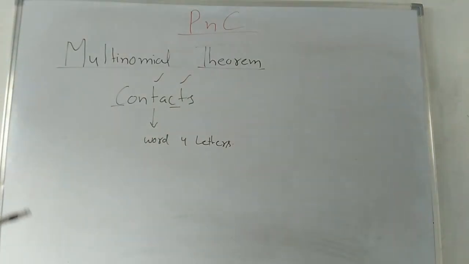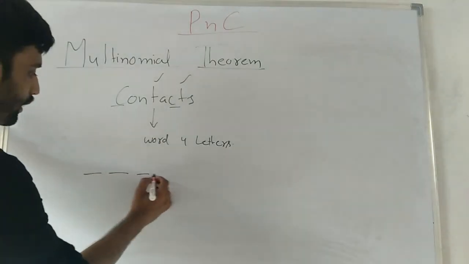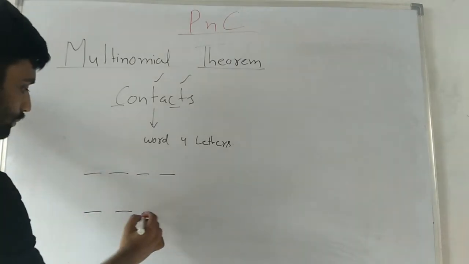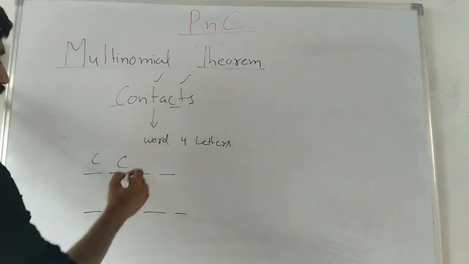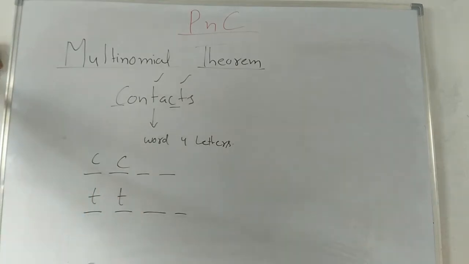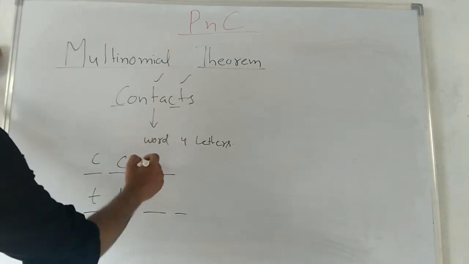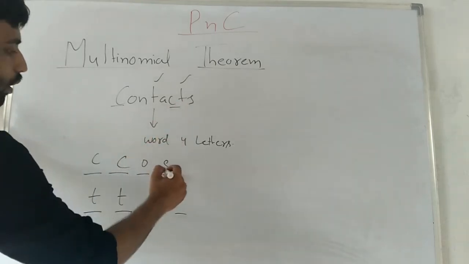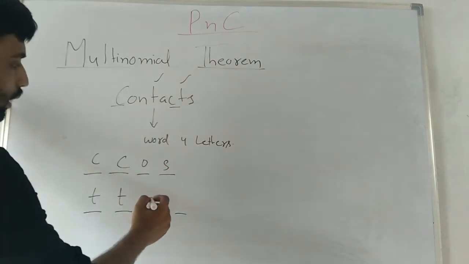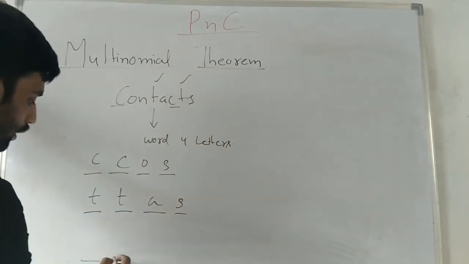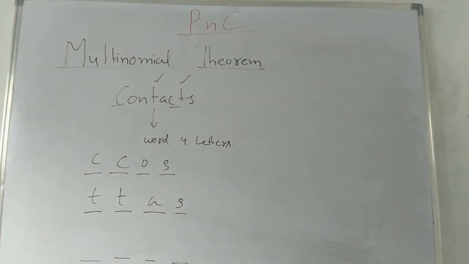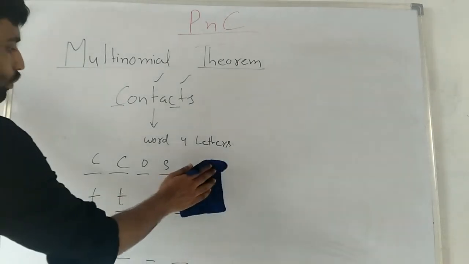We can make 4 letter words by fixing letters. We can take 2 C's or 2 T's, and the other 2 letters can be any letters from O, S and A, S, and if we make cases, the number of cases will be very large and we cannot solve it in a proper time. So we will use the application of the multinomial theorem.